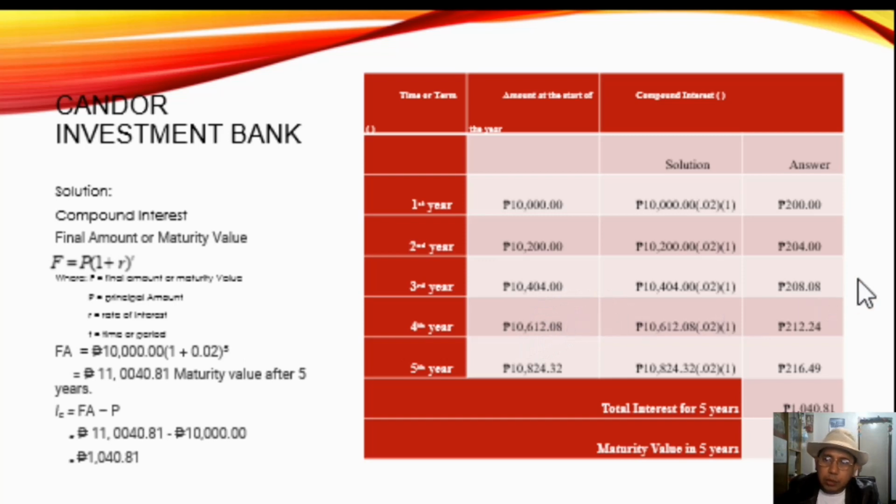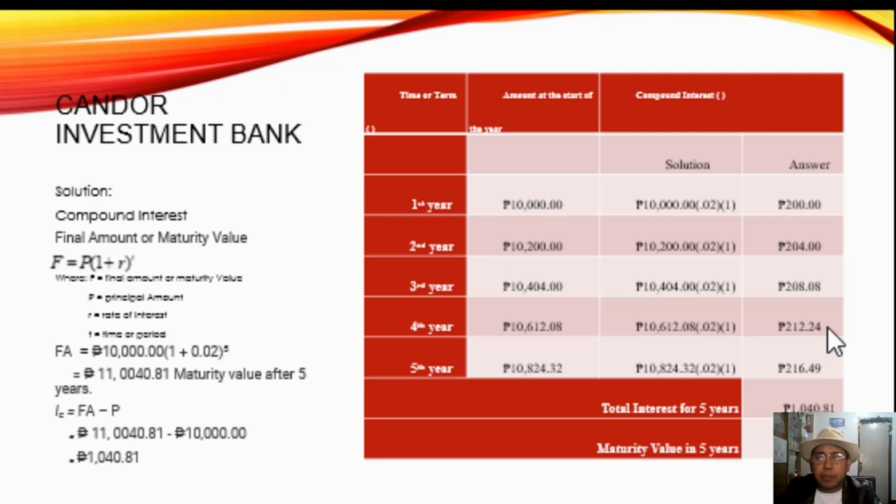Okay? Now, if you will be computing again for the fourth year of the investment, you add this 208 pesos to the 10,404 pesos as your new principal in the fourth year. So it will give you 10,612 pesos and 8 centavos. Okay? Again, multiply this with your given rate of interest, that is 2%. It will give you 212 and 24 cents. So that is the interest in the fourth year.